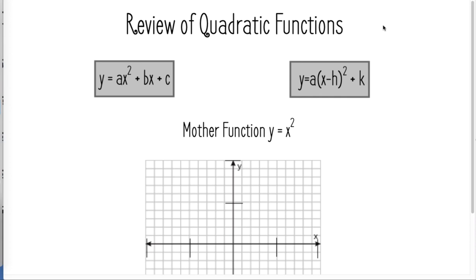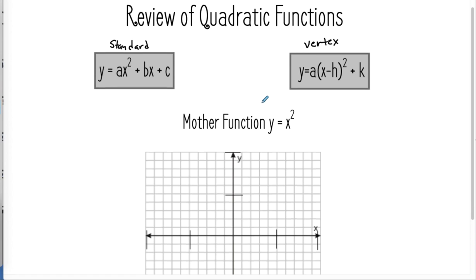Okay, we're going to go back and review our friend the quadratic function. The quadratic function is really just a parabola. And if you remember from ninth grade, you can write a quadratic two ways. You can write it in the y equals ax squared plus bx plus c form, which is called standard form, or you can write it in its vertex form: y equals a quantity x minus h squared plus k.